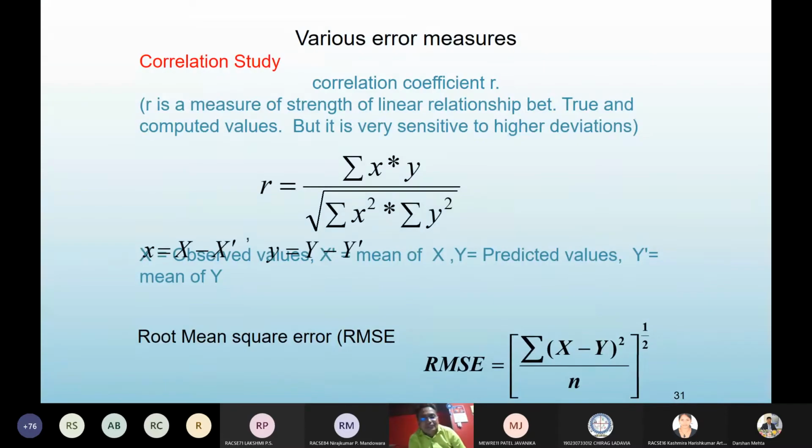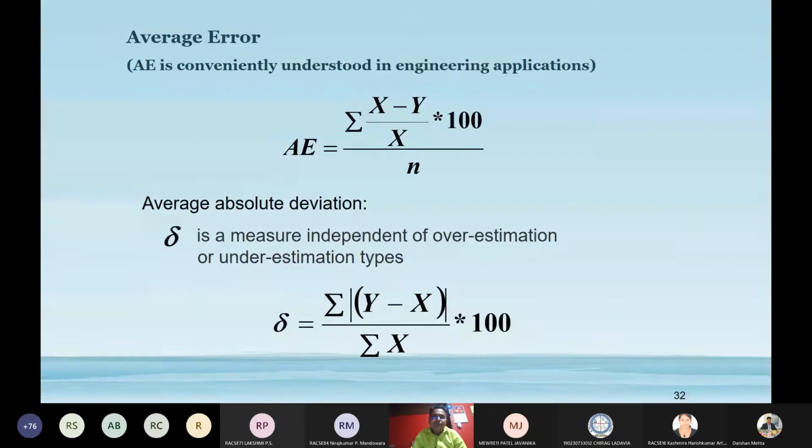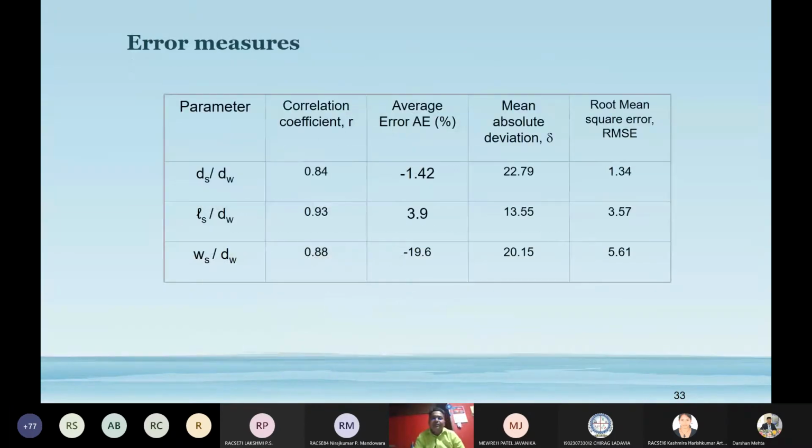How do we decide which model is good? There is the correlation coefficient, meaning observed versus predicted values, or the coefficient of determination. Another is root mean square error. Another is average error and mean absolute deviation. These are my values. You can see the correlation coefficient is still okay, but my regression equations have almost failed.